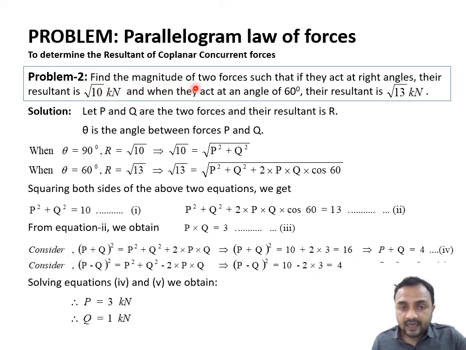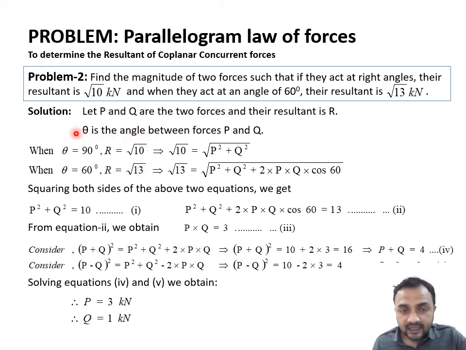Question: find the magnitude of two forces such that if they act at right angle, their resultant is root 10 kilonewton, and when they act at angle 60 degree, their resultant is root 13 kilonewton. Okay, so comes the solution. Let P and Q be the two forces and their resultant is R. Theta is the angle between forces P and Q. When theta equals 90 degree, R equals root 10, given in the question.